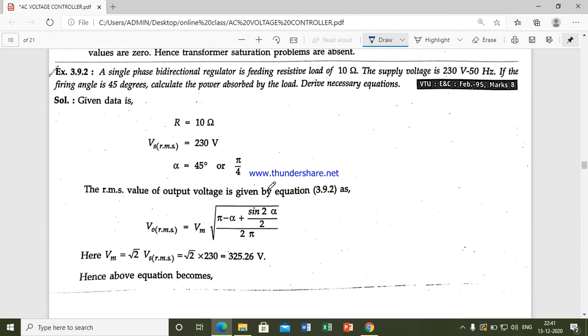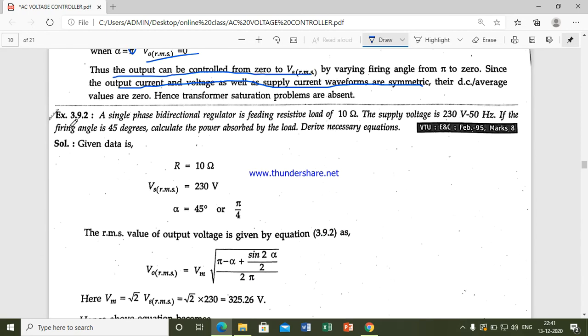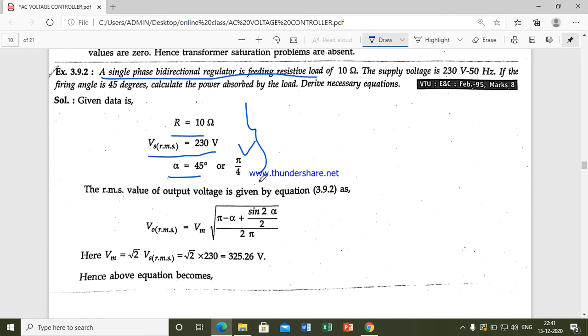So we have a problem for this section. For the single phase bidirectional controller, the name itself explains which formula you should use. I have written the given parameters: R equal to 10 ohm, Vs RMS equal to 230 V, firing angle alpha equal to 45 degree, that is pi by 4.